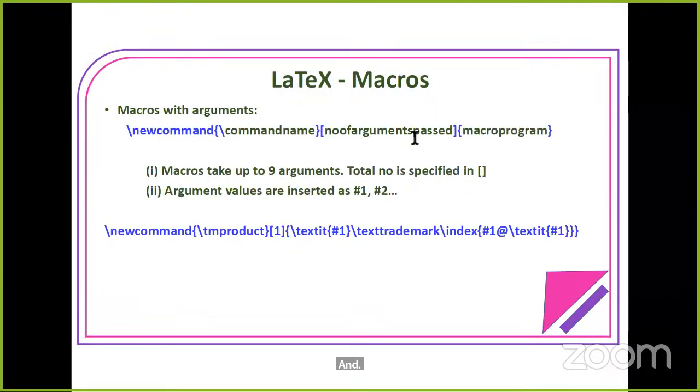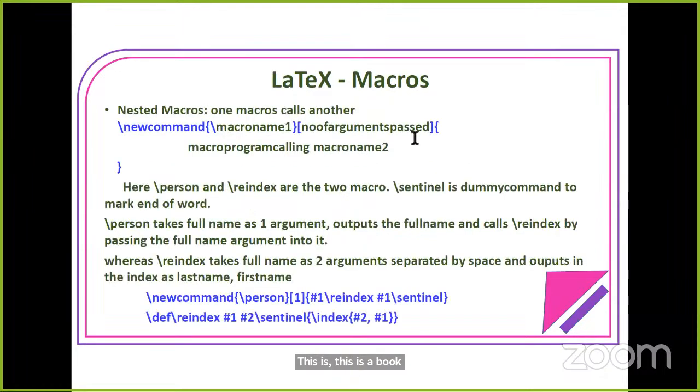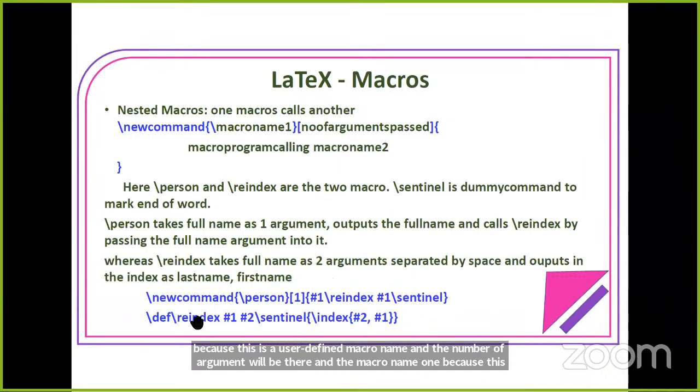This is about macros and environments. And we can use some nested macros also. That is, one macro calling the other macro also, we can do it. For that, new command will be there, and macro name one, because this is a user defined macro name, and the number of arguments passed, as well as macro number two, which we can call inside.